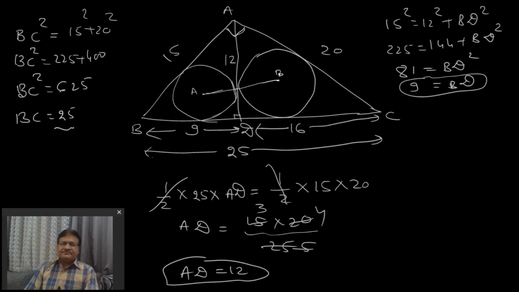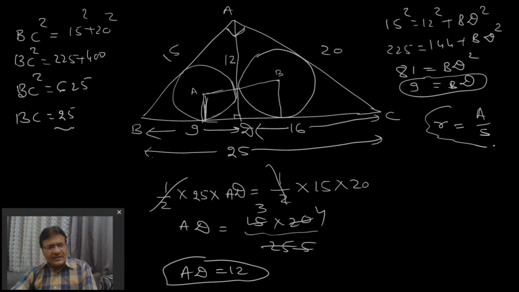Is that clear? Now I will try to find this radius of this small circle and the radius of the bigger circle. So please do remember one thing, the formula to calculate inradius in any triangle is A by S. So A means what? Area of triangle, and S means semi perimeter of the triangle. So please do remember this thing.